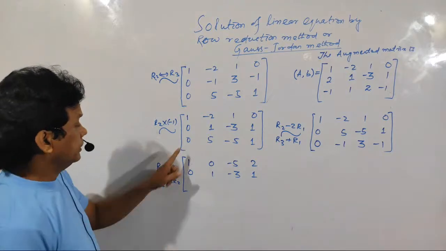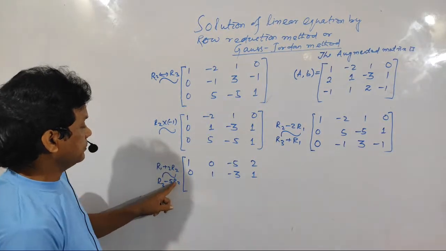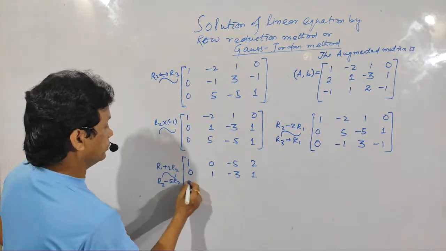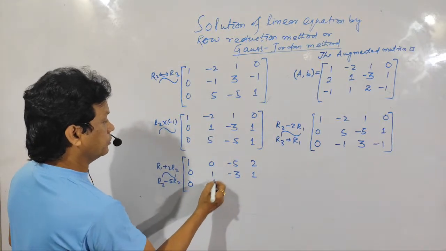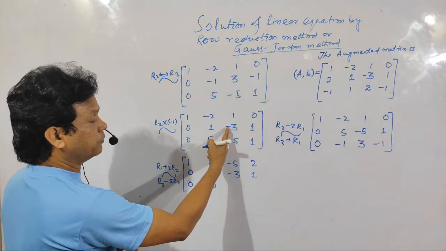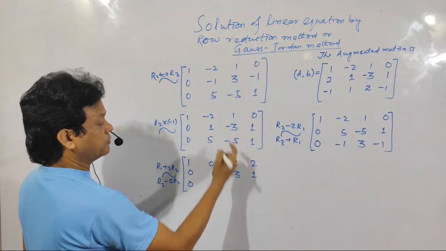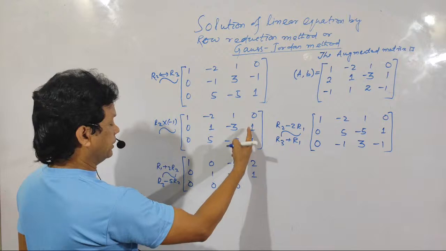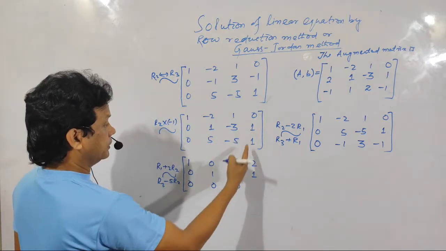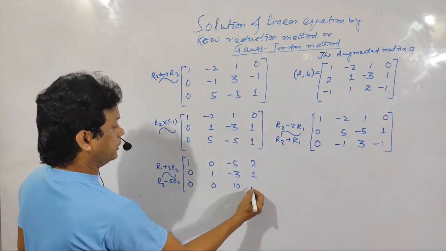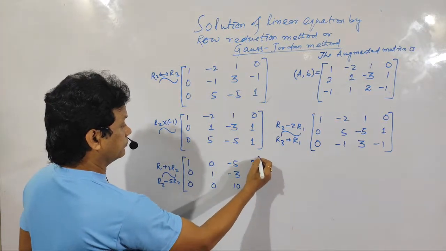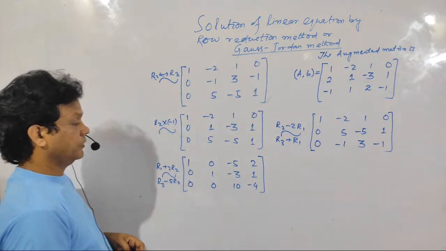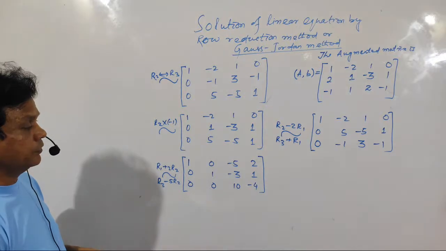Clear? So this R3 minus 5 times, 0. This minus 5 times, 0. This minus 5 times, it will become plus 15. Minus 5 plus 15, it is 10. Clear? So this minus 5 times, it will be minus 4. Clear? Second step is over.